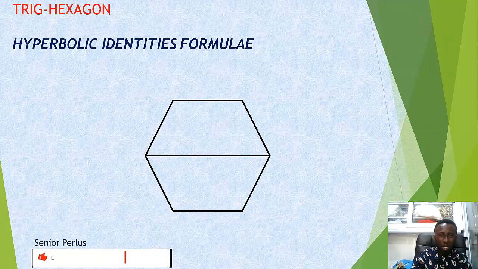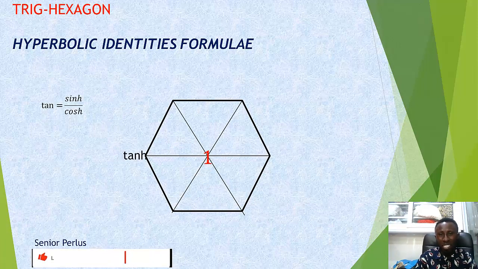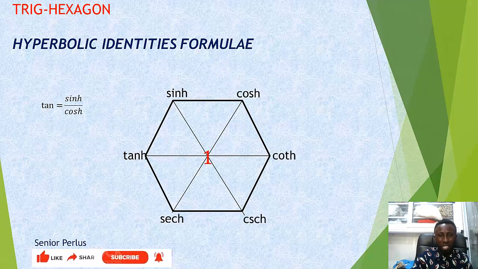In summary, draw the hexagon with the diagonal lines and write the hyperbolic functions on each vertex. We now have the trig hexagon. Try and remember all that we have discussed. In this presentation, I will keep on introducing the hexagon for us to remember always.